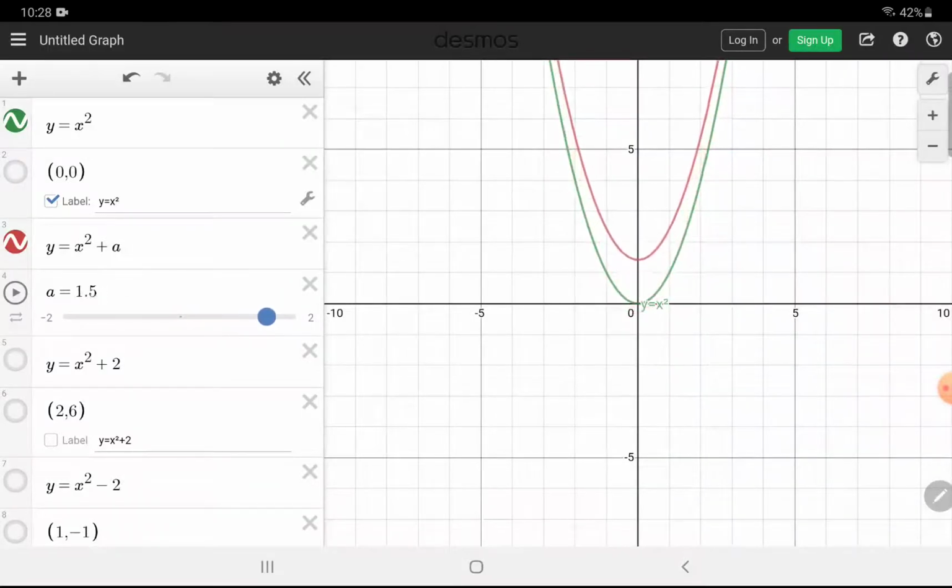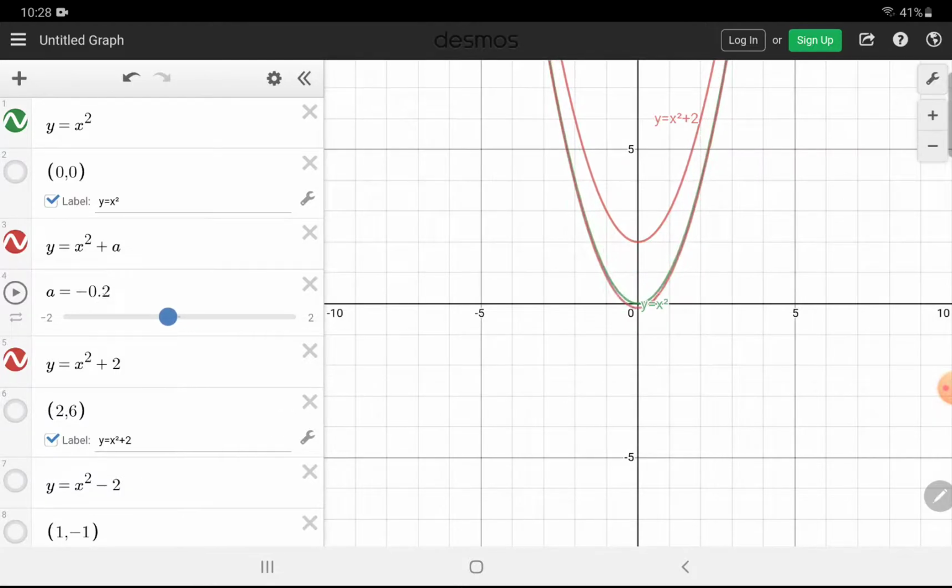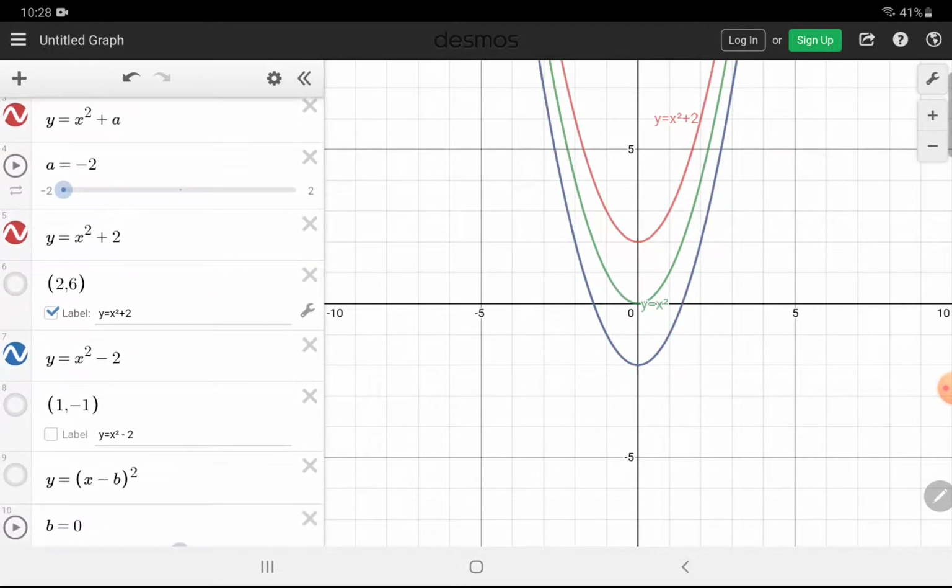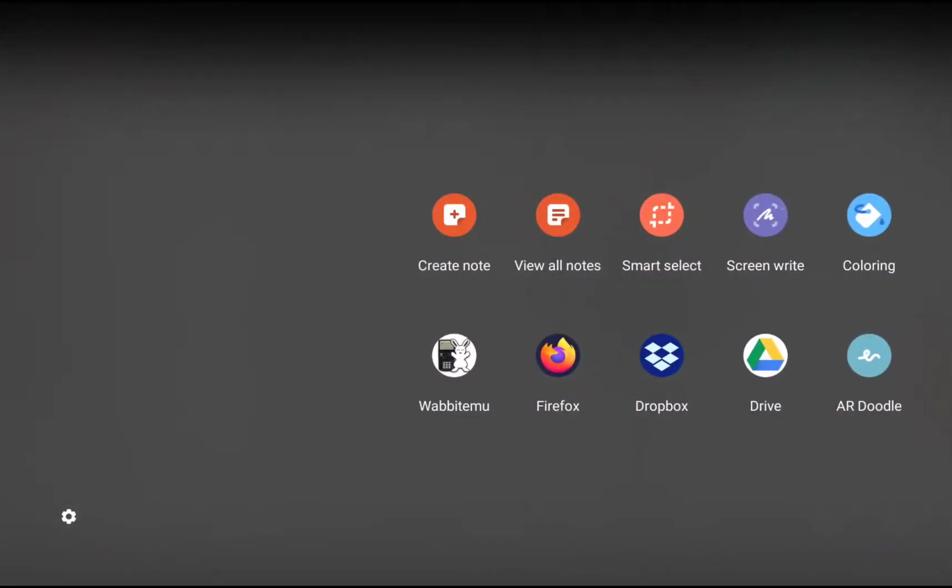So as we go all the way to x squared plus 2, the example in our paper, you'll notice here we have y equals x squared plus 2, and it's way up there, right? It's basically gone up 2 units. Versus if we were to bring that parabola down all the way to x squared minus 2, you'll see my a value is negative 2, right? We'll have y equals x squared minus 2. You'll see the parabola went downwards by 2 units. Let's examine how this is done.